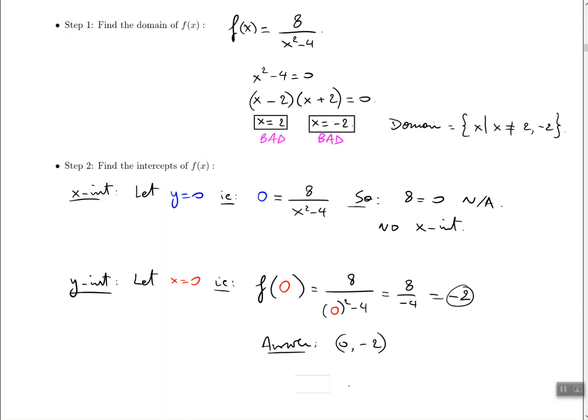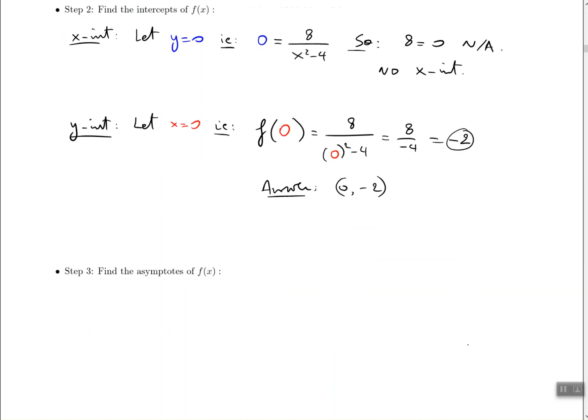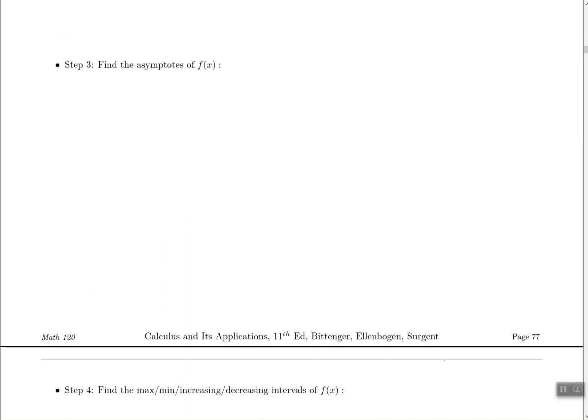So far we have one y-intercept and no x-intercepts, and we have the domain that is all real numbers except for 2 and negative 2, and that's what we're saying up here with the set-builder notation. So this means take all the numbers x that you like as long as the x that you choose is not 2 or negative 2. So that's the notation for the domain. So let's go ahead and take a look at the next problem, which is the asymptotes.